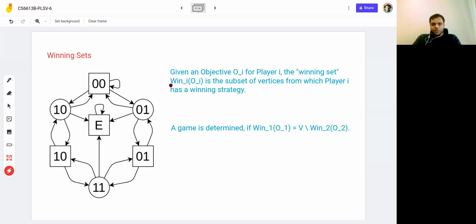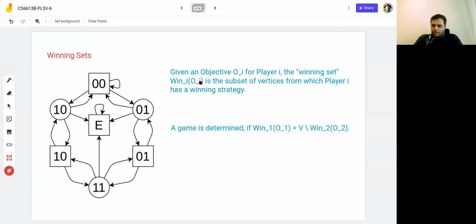And I show this with the win set, basically, of a given objective. So in this case, i is again the number of the player, so it's either 1 or 2. So Win 1 of objective O1 is basically the set of all vertices such that if the game starts from those vertices, player 1 has a winning strategy with regards to objective O1.